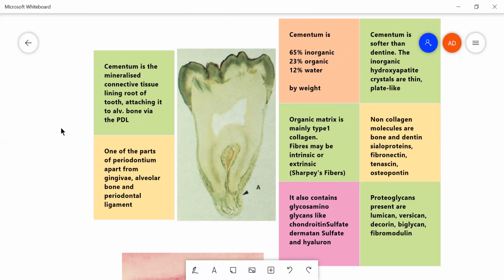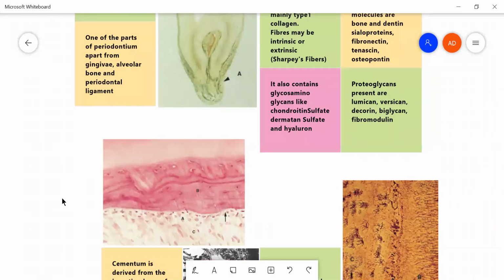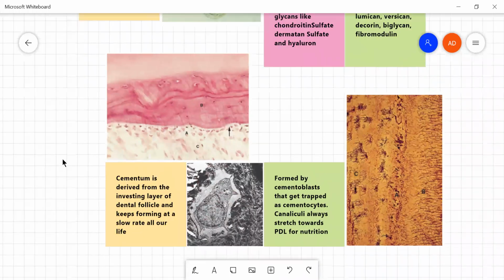Its fibers may be intrinsic or extrinsic, which are Sharpey's fibers. It has non-collagenous molecules like bone and dentine sialoproteins, fibronectin, tenascin, osteopontin. It may have glycosaminoglycans like chondroitin sulfate, dermatan sulfate, and hyaluronan, or proteoglycans like lumican, versican, decorin, biglycan, and fibromodulin, apart from growth factors like bone morphogenetic protein and transforming growth factors.